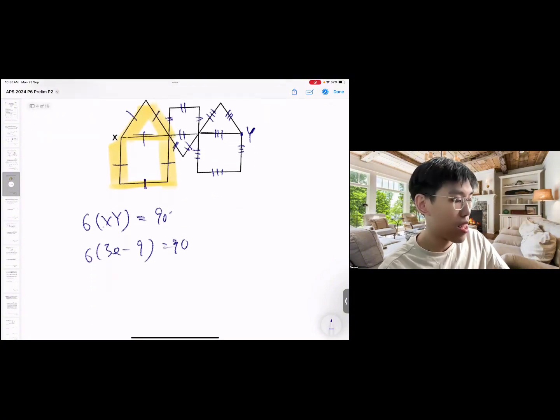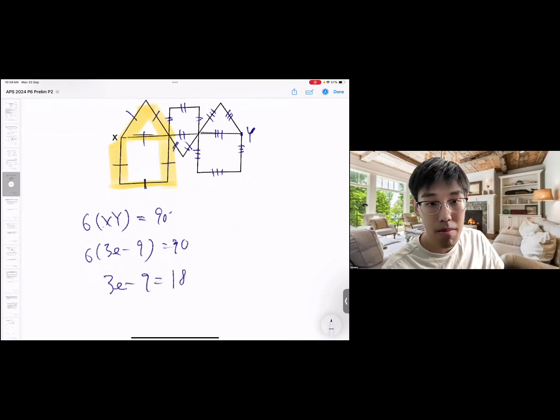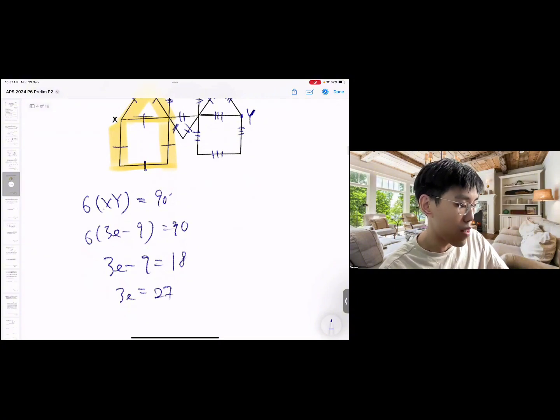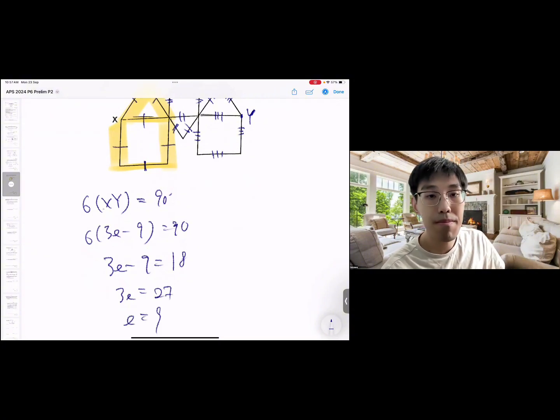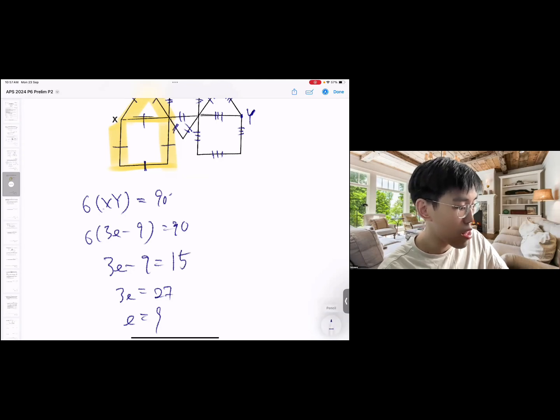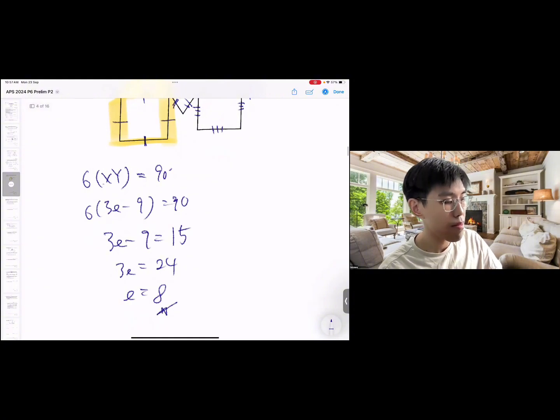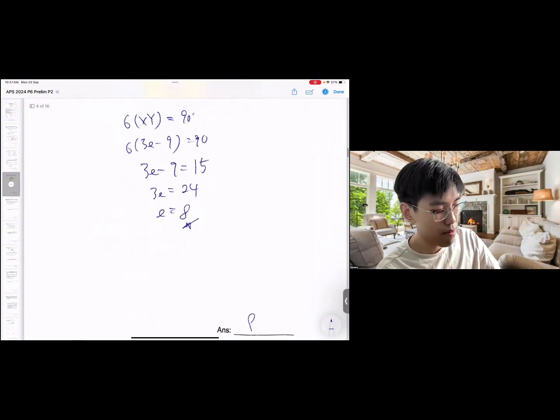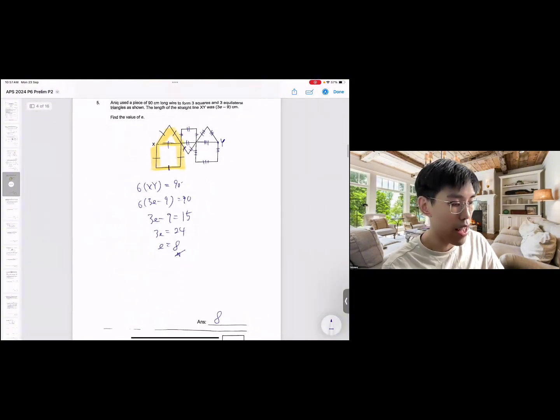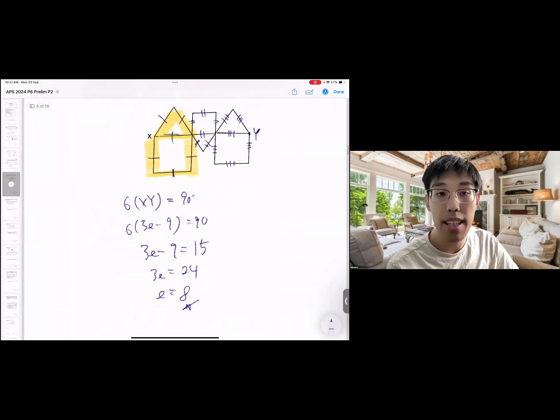That means 3e minus 9 is 18. 3e equals to 27. E equals to 9. Hey, no, not 16. 15. What am I doing? 15. So this is 24. E is 8. Find the value of E, 8. Yeah, just 8. That's it.